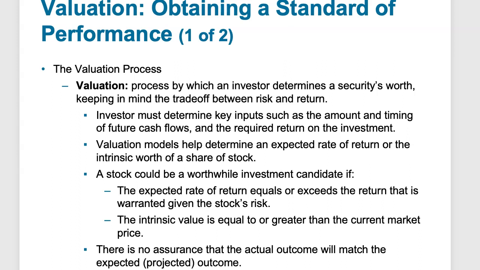So we could find a stock that's a good stock to invest in, meaning it's a worthwhile investment because we think the stock price is going to move higher if we expect the rate of return to equal or exceed the return that the stock is going to give us in relationship to the risk. So the intrinsic value is going to be equal or greater than the stock market price. That's a good stock to buy. If the intrinsic value is higher than what the current market is pricing the stock, that would be a stock to buy. And then, of course, there are no assurances of outcomes because our projections may not match actual outcomes.